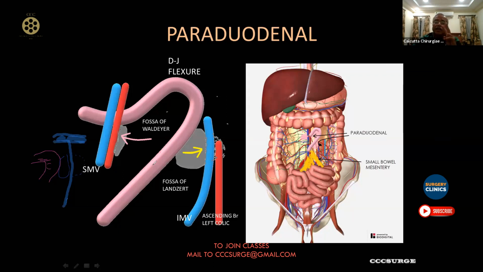So there are basically two types of paraduodenal fossas. One is the fossa of Waldeyer, where there's a fossa behind the third part of the duodenum, and the fossa of Landzert, which lies behind the inferior mesenteric vein out here. Okay, can I go ahead? Clear?